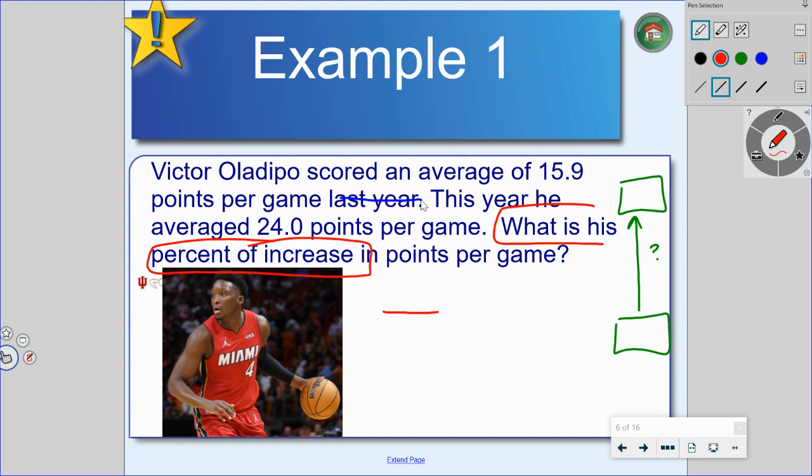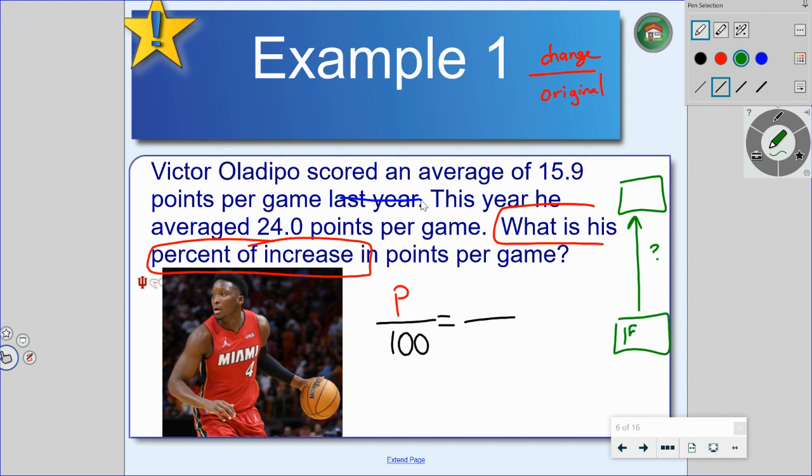So when I set this up, the very first thing I'm going to do is write the 100 in its place. But immediately I think, okay, you can use P for percent, you can use I for increase, but the question is, what is the percent? So the variable goes on top of the 100. Now don't forget, we are comparing the increase or decrease, the change, versus the original amount.